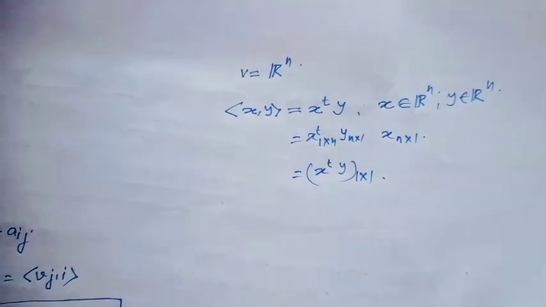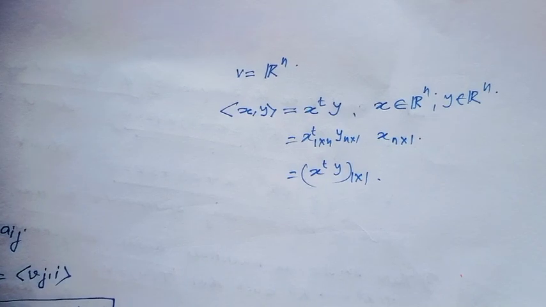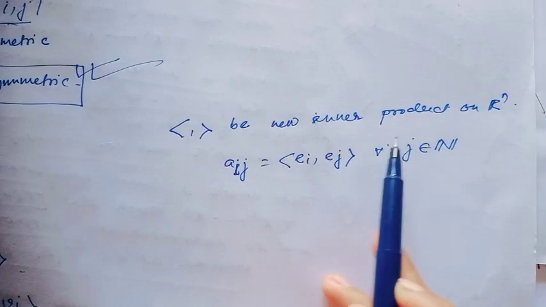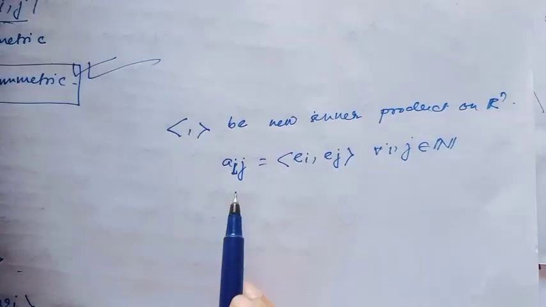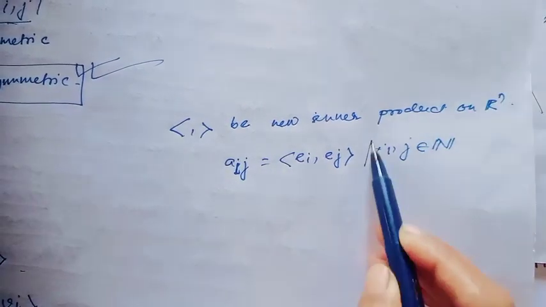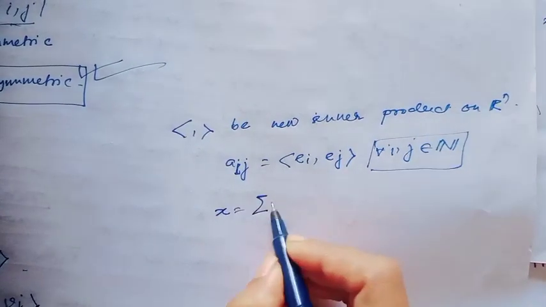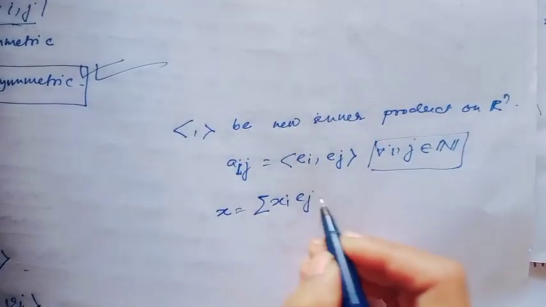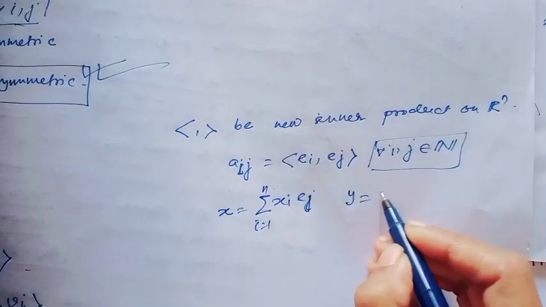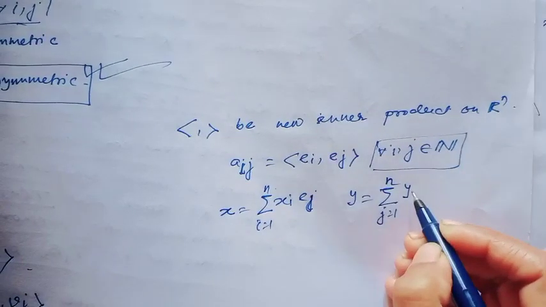We all know the concept of dot product. We will define one new inner product by the concept of dot product. Consider one new inner product on Rn. Consider aij = ⟨ei, ej⟩, where i, j belong to n. Now consider x = summation of xi ei, where i runs from 1 to n, and y = summation j running from 1 to n of yj ej.